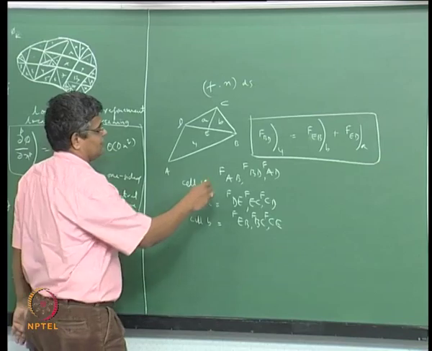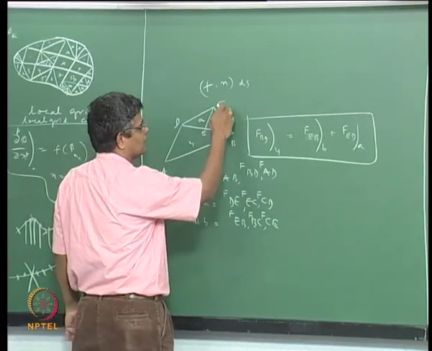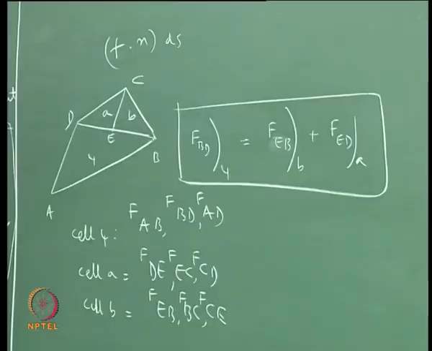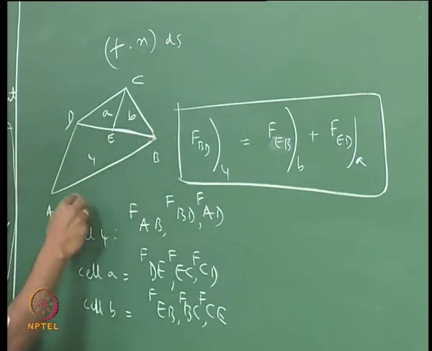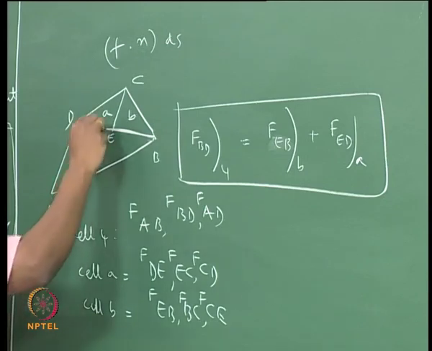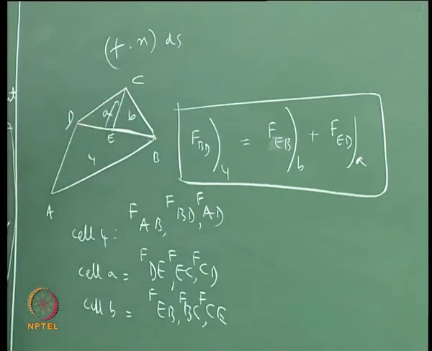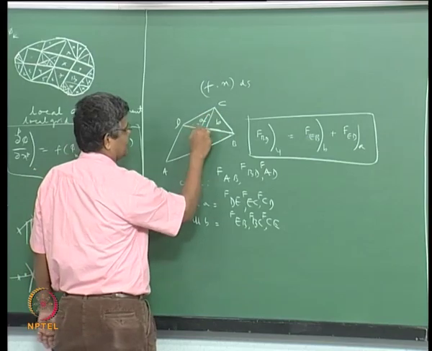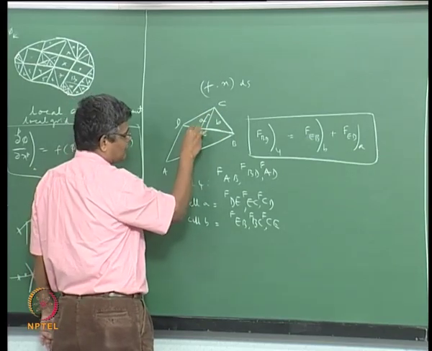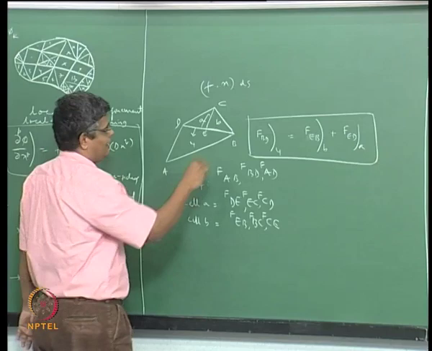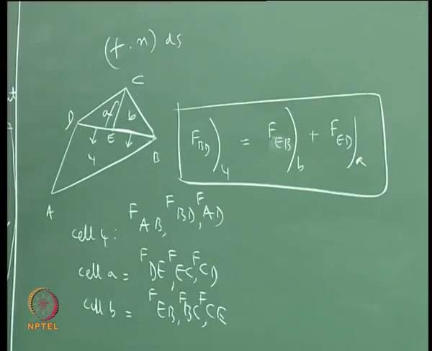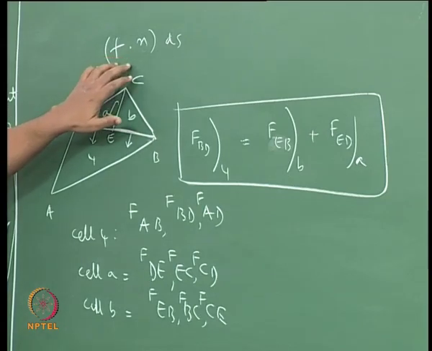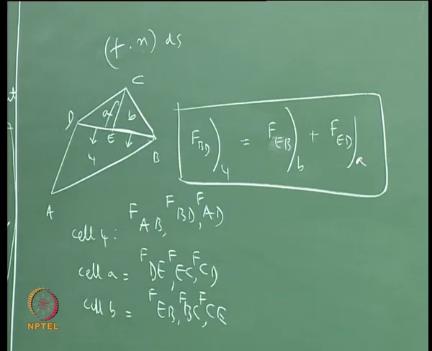That means that we have to have an idea of what is the outward normal vector for each of the faces. So we have to see that for this particular face here, when we consider cell 4, the outward normal vector is in this direction. When you consider element A here, the outward normal vector is in this direction. Again, for B, it is in this direction. So we have to make sure that the evaluation of each of these fluxes is done with the appropriate orientation of the outward normal vectors.